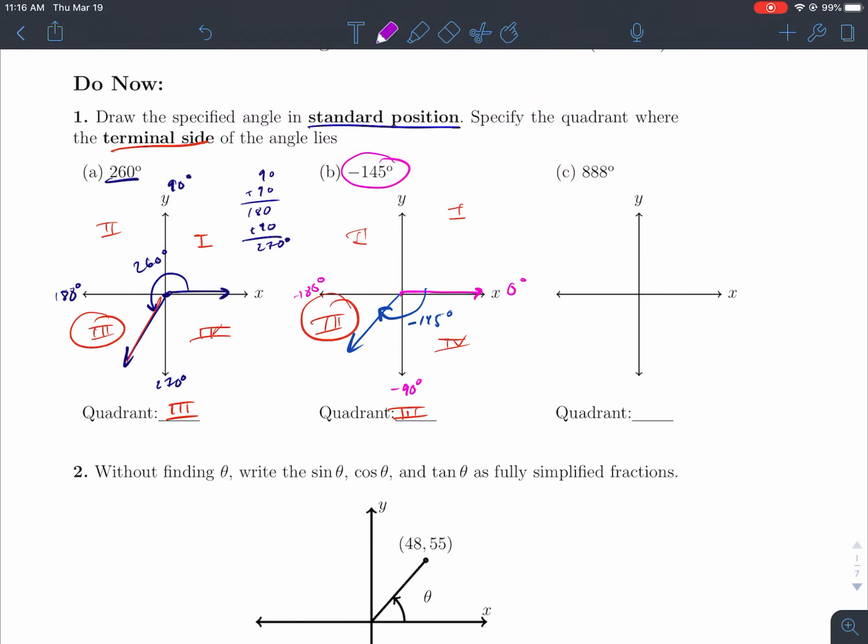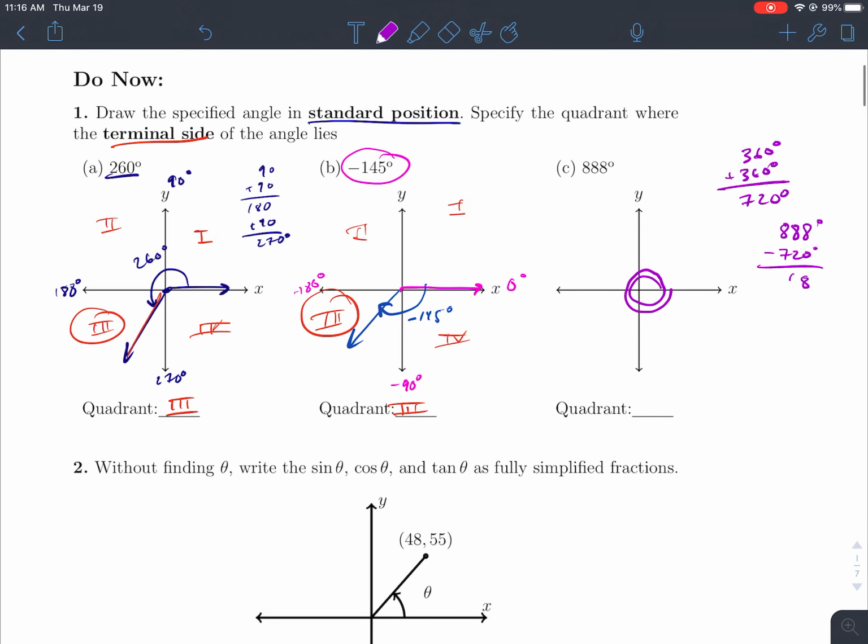For 888 degrees, this angle is huge. So we're going to do one full circle. That's 360 degrees. If we do another full circle, that'd be another 360 degrees. That'd be 720 degrees. Let me just redo that, sorry. You go around once, you go around twice, and then out of the 888 degrees, you've accounted for 720 of those degrees in your 2 full rotations. So you're left with 168 degrees.